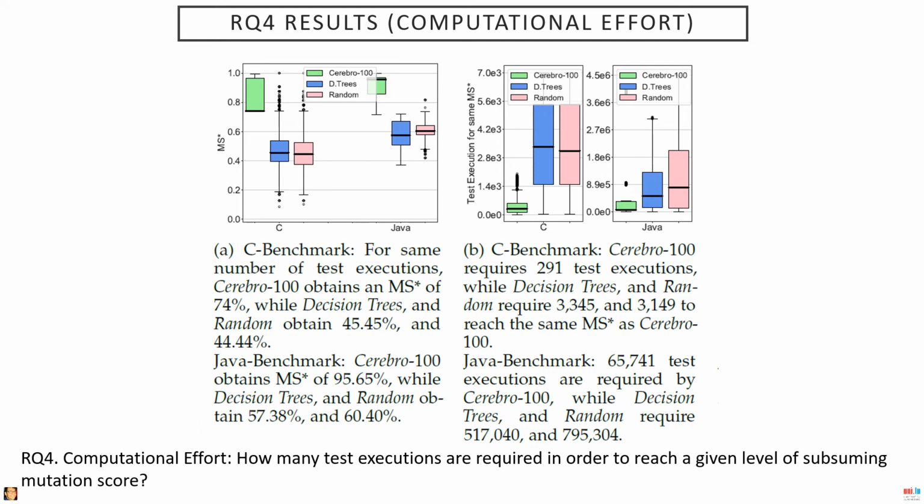For an equal number of test executions, Cerebro leads to almost 60% higher subsuming mutation score than the baselines. Also, Cerebro is almost 12 times less expensive computationally than the baselines.